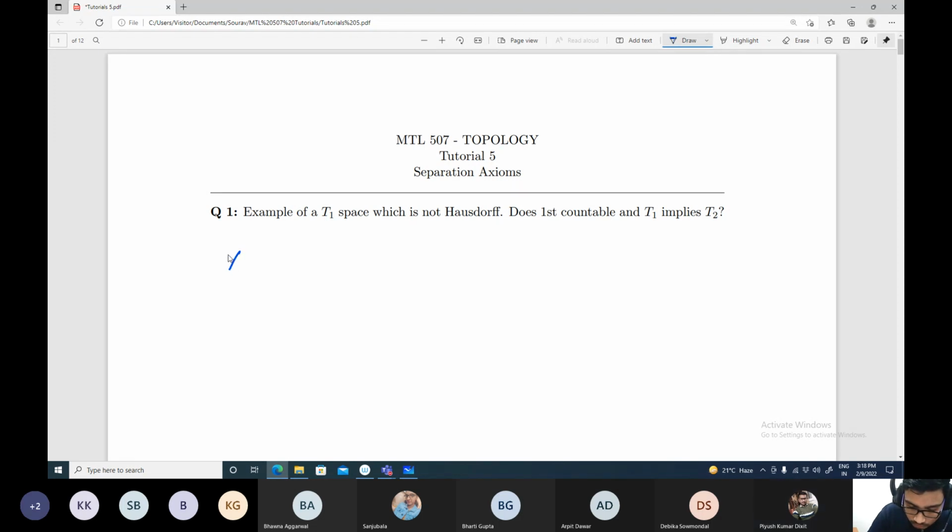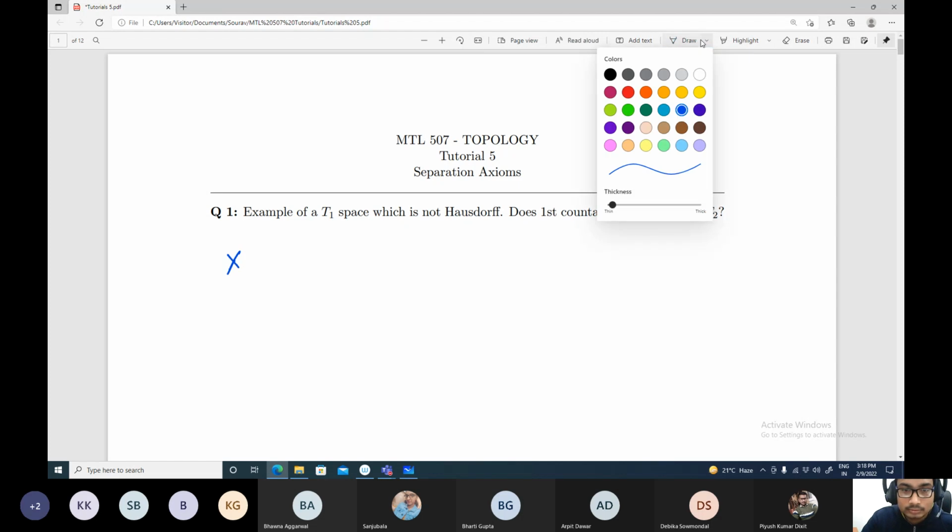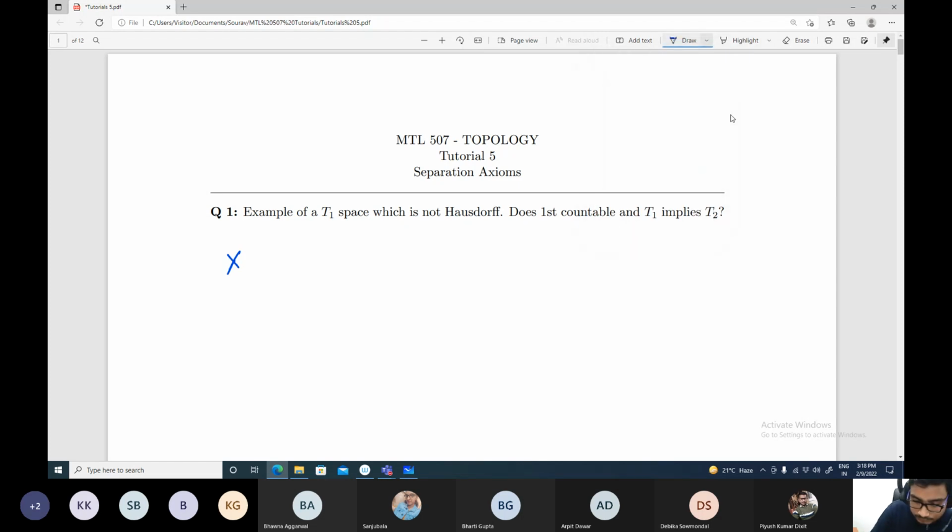Cofinite topology. X, where X is infinite, with the cofinite topology, right?